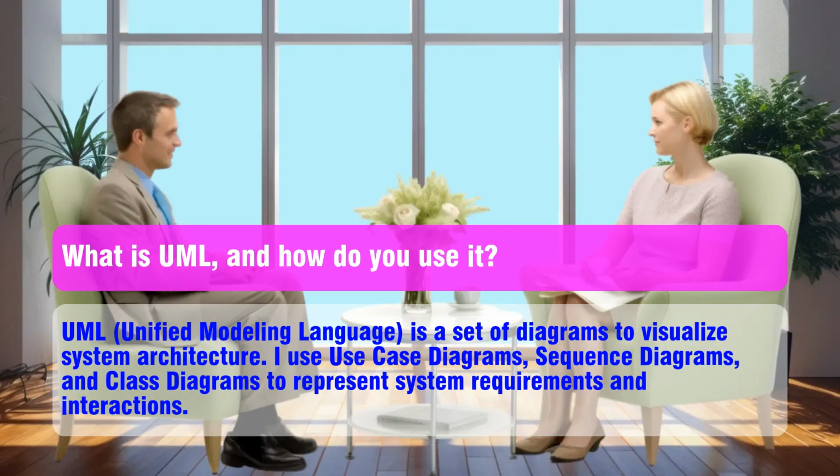What is UML, and how do you use it? UML, Unified Modeling Language, is a set of diagrams to visualize system architecture. I use use case diagrams, sequence diagrams, and class diagrams to represent system requirements and interactions.